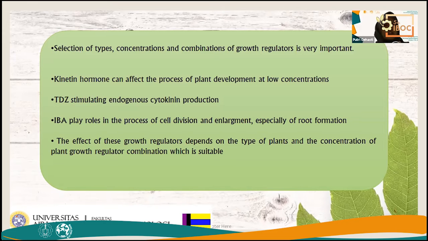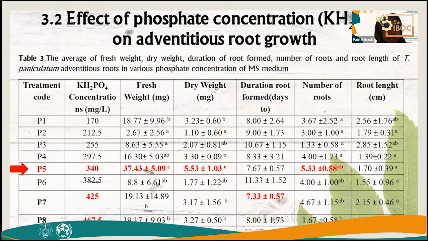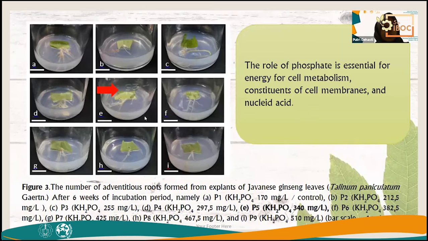And this is the result of the effect of phosphate concentration. The best treatment producing the highest biomass is the P5 treatment, where the concentration of phosphate is 340. The highest fresh weight, dry weight, and number of roots is in the P5 treatment. And this is the figure of adventitious root after cultivation with phosphate. This one is the best treatment.